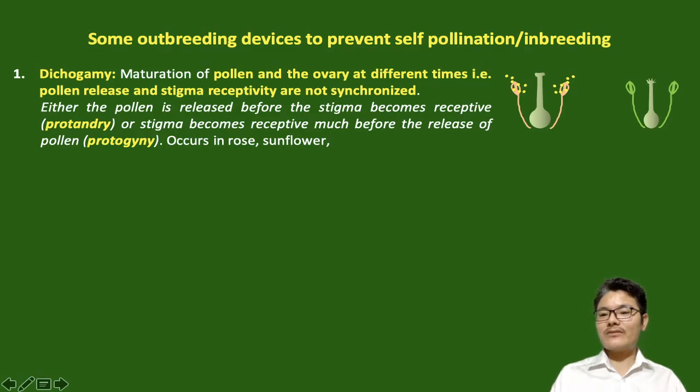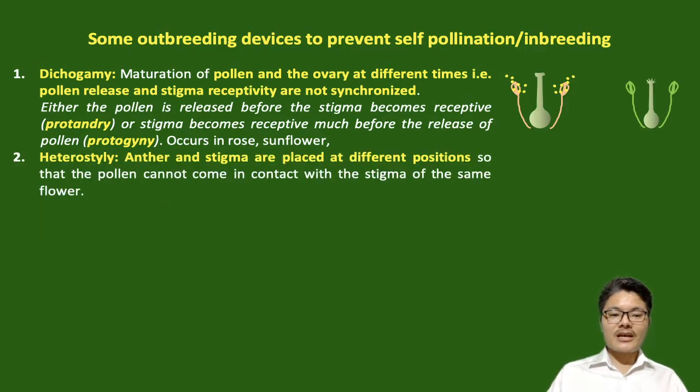Instead of that, there is a possibility of receiving external pollen grains. So in a way, it leads to cross-pollination. The second type of outbreeding device is heterostyly. Hetero refers to different. Styly refers to the style of the pistil.